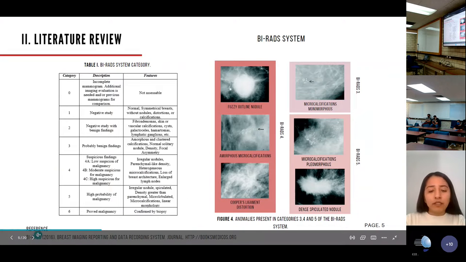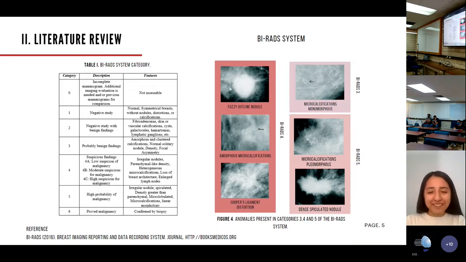BI-RADS system. In addition, it has a standardized breast lesion categorization system known as Breast Imaging Reporting and Data System, BI-RADS, which was created by the American College of Radiology, ACR. This system is divided into six categories, which are commonly implemented for the interpretation of mammography results, as it provides specialists with a guide to define the degree of suspicion of any abnormality, reducing discrepancy in interpretation.